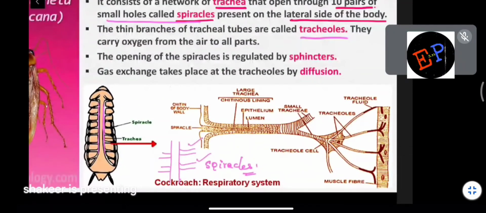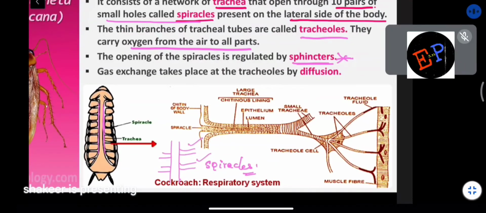They carry oxygen from air to all the body parts. So in these tracheoles only you can see the gaseous exchange taking place, and the oxygen which is present in the atmosphere is taken by these tracheoles and supplied to different parts of the body. Understood? The opening of spiracles is regulated by another system which is called sphincters. Are you able to understand?